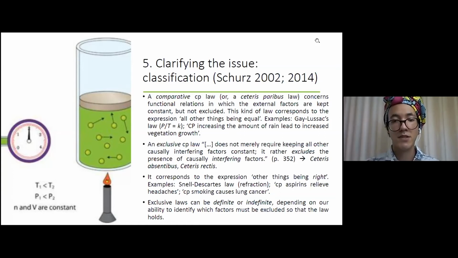So exclusive laws can be definite or indefinite, depending on our ability to identify which factors must be excluded so that the law holds. And especially the indefinite exclusive laws pose serious difficulties to philosophers of science trying to provide ontological frameworks or accounts for explaining this kind of law.